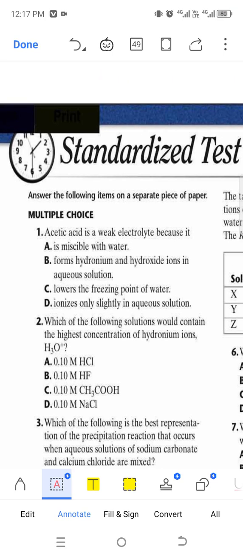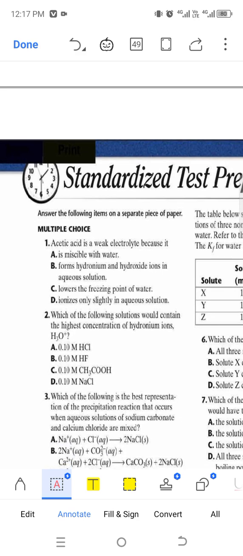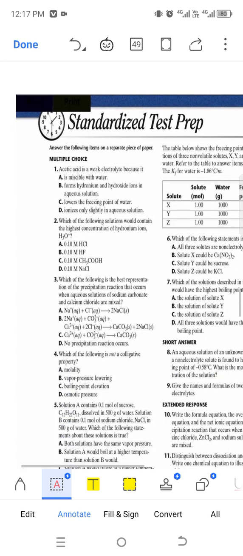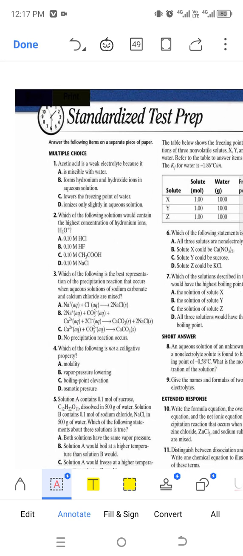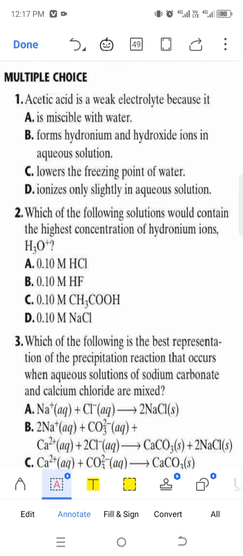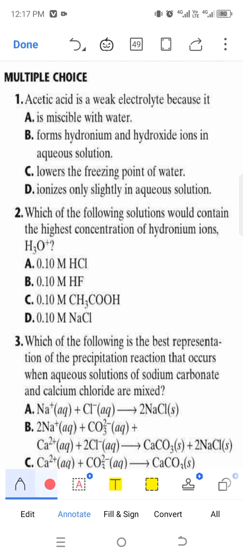In this video, I am going to solve the standardized test prep questions. This standardized test prep question is not copied out with the book of the English version, but it's in the Kurdish version. So it's important for the purpose of examinations in the Ministry of Exams. Let us begin with the first one.